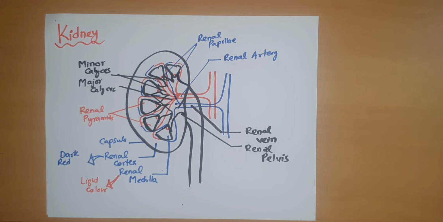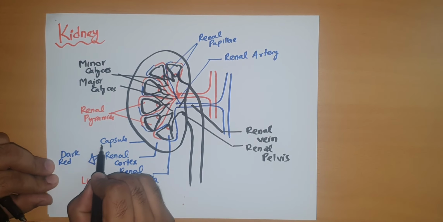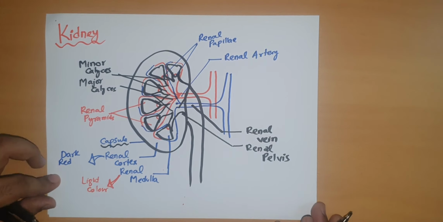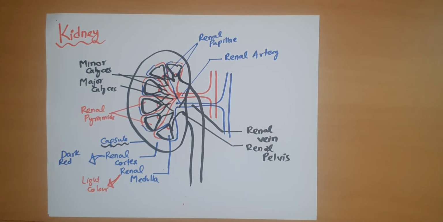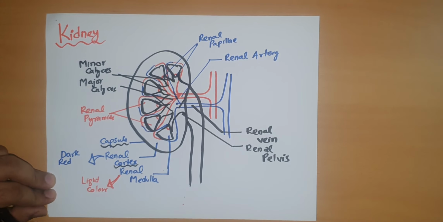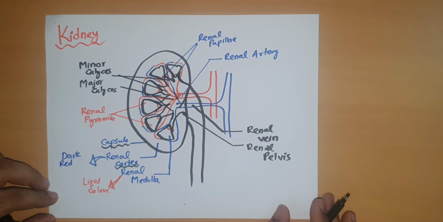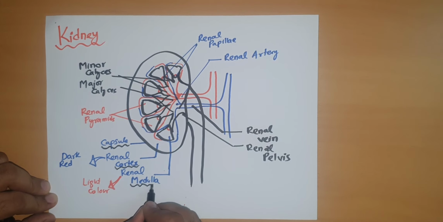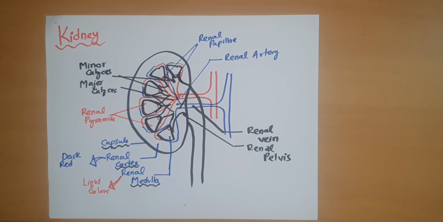So this is all about the structure of the kidney, which you guys need to know. Again, remember that there is the capsule which is covering the whole kidney, which is actually the connective tissue, and all the organs always have connective tissues around them. Then inner to that they have the renal cortex, which is dark red in color because of the excessive supply of the blood vessels. Then inner to that they have the renal medulla, which is the lighter area.